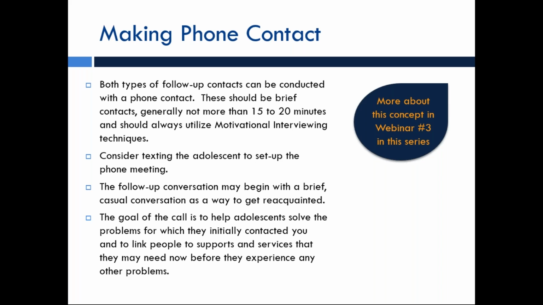Some features to consider when making a phone contact. First, consider texting the adolescent to set up the phone meeting. The phone conversation may begin with a brief, casual conversation as a way to get acquainted. The practitioner could also remind the adolescent that they had told him or her they had planned to do this type of follow-up.